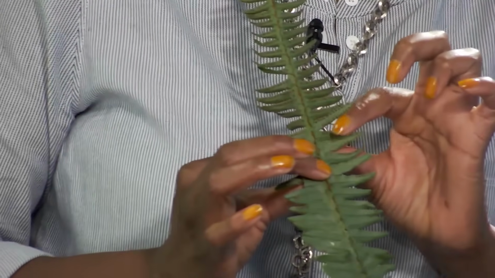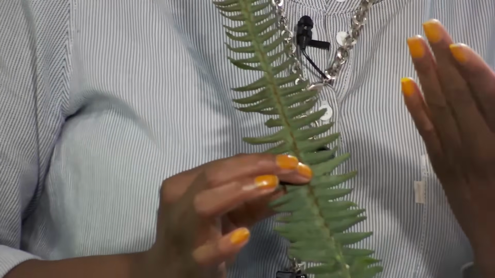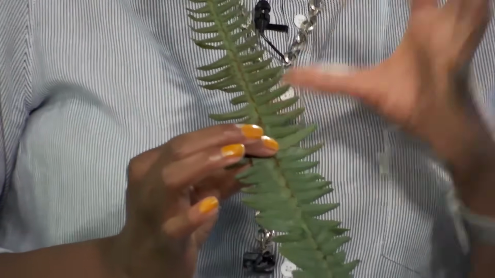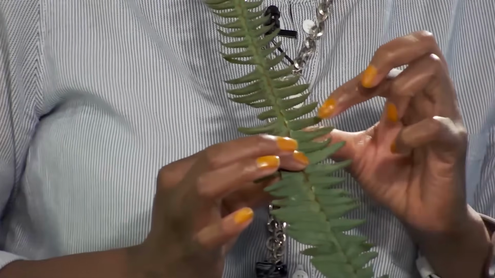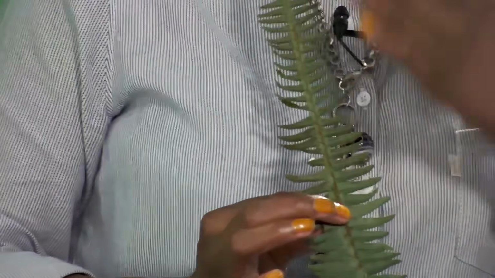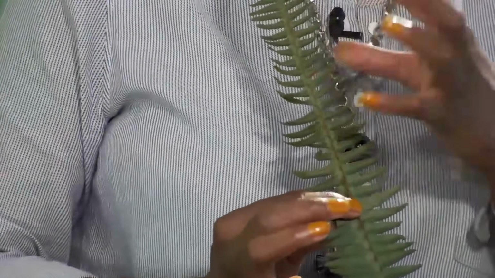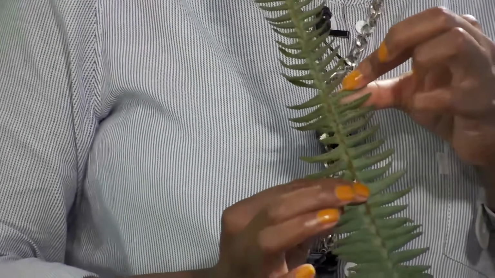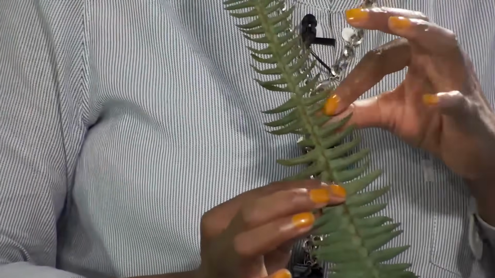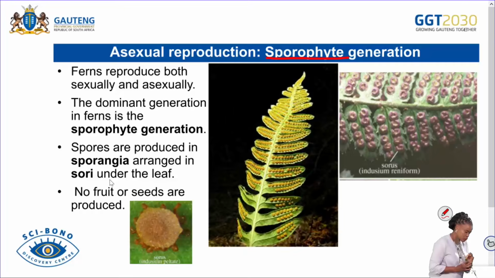This is where you can see our sori. It is spelled s-o-r-i, and if it is in the singular form it is a sorus. So one sorus but many sori. These are the sori which are developing on the ventral surface of the leaf. Inside these sori, that's where the sporangium is situated. The sporangium is going to contain the spores, and the spores are the ones which are going to reproduce asexually. This is how they look.